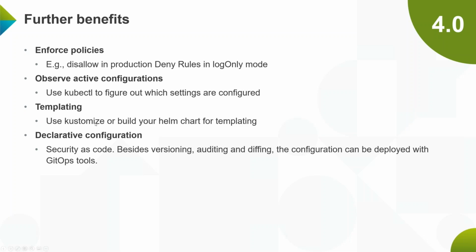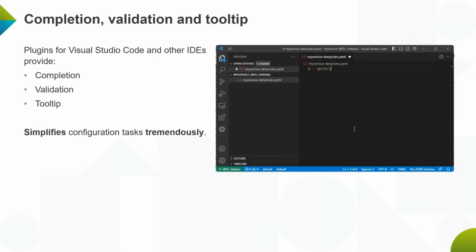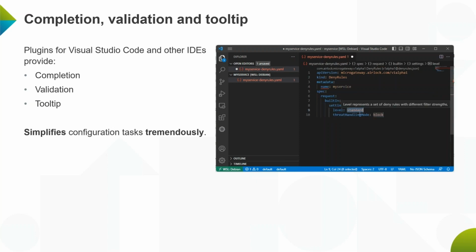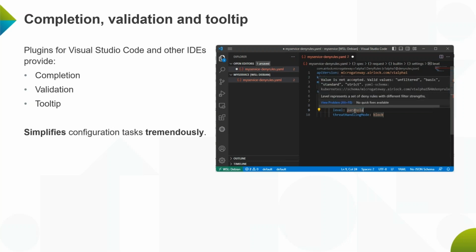Or use templating with Kustomize, Helm chart, or other very famous tools in Kubernetes to template the configuration. As you saw, the configuration is declarative, so it means security as code. You could put it in Git under version control. You can audit, diff the configuration and can use it together with a GitOps tool like Argo CD. But that's not enough. Thanks to great plugins for Visual Studio Code or other IDEs, and the fact that we have custom resource definitions, you do have completion, validation, and tooltip during configuration. So how great is that? That the developers are supported by their IDE to create the proper configuration.